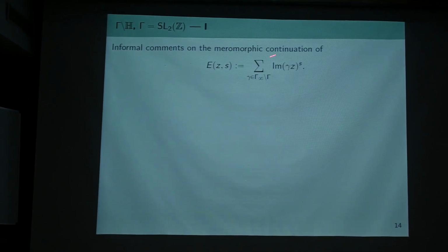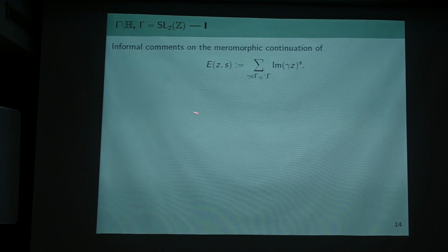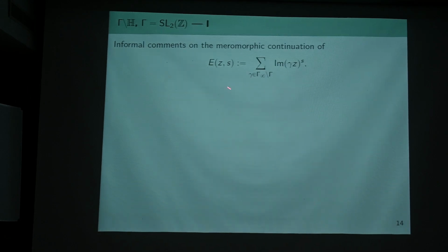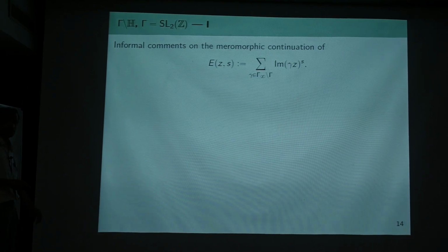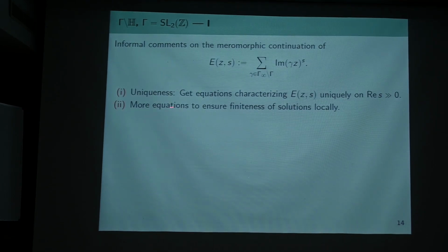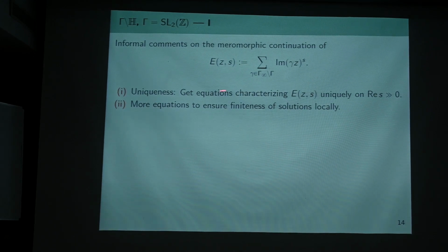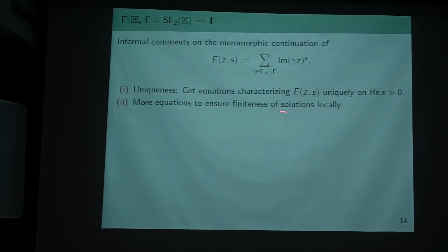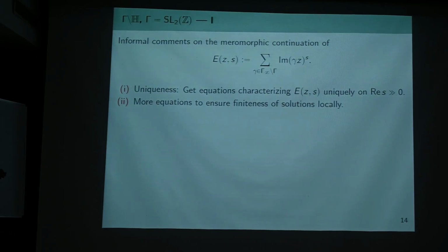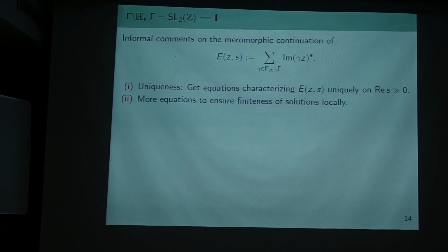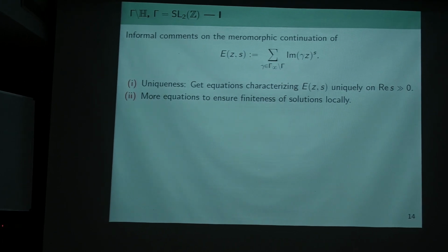So let me make some informal comments on how Bernstein and Lapid use this strategy in the case of the upper half plane. Okay. So this is the usual Eisenstein series on the upper half plane. So this is a variant of whatever Selberg had done. So there are two things you need to do here. One is a uniqueness thing. You need to characterize E of Z as uniquely on real part of S greater than 0. Yesterday Sanya had asked me, is there a way to characterize Eisenstein series uniquely? So this is one thing that they do. Then one needs to add more equations to ensure that locally solutions to the system of equations has to be finite. Okay.